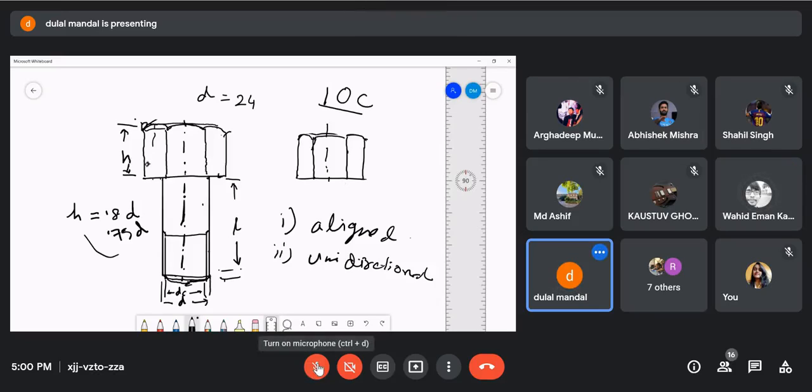Yes, sir. Okay. Then in the same drawing you cannot use both of them. Either you use align method or unidirectional. In the same drawing, see here I have used unidirectional method in all the cases. Not align. If I use align to this, it will be wrong. Clear?